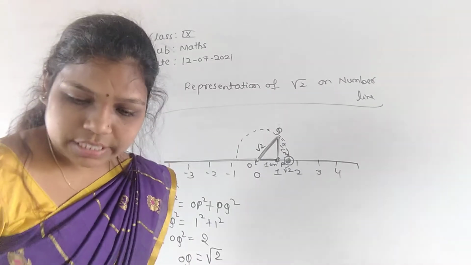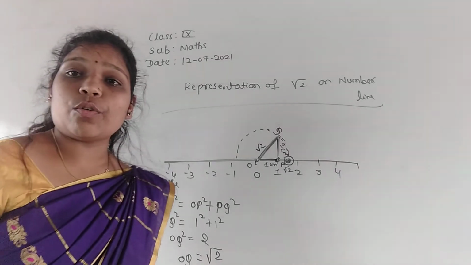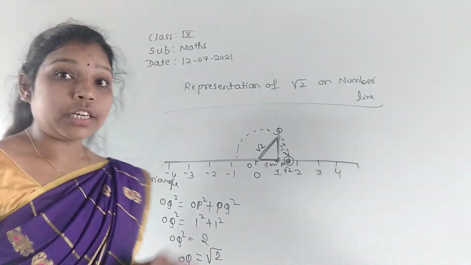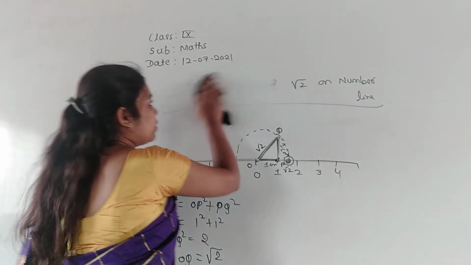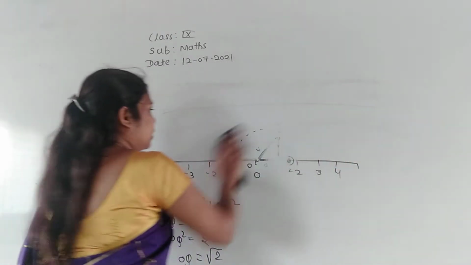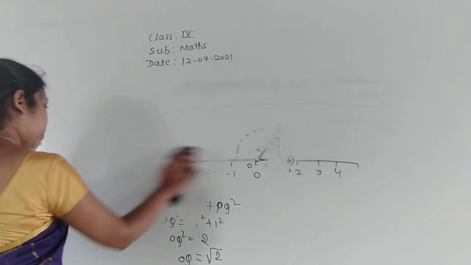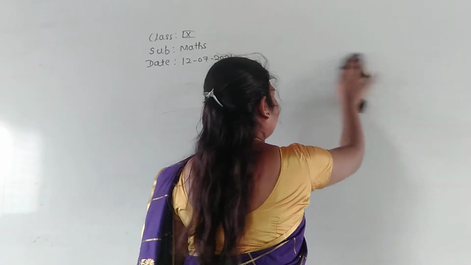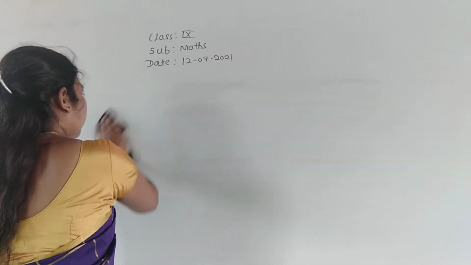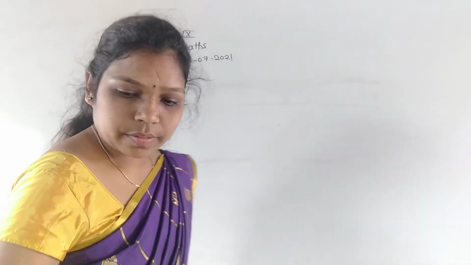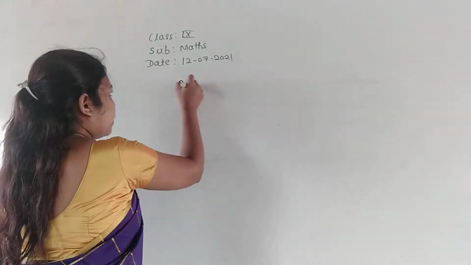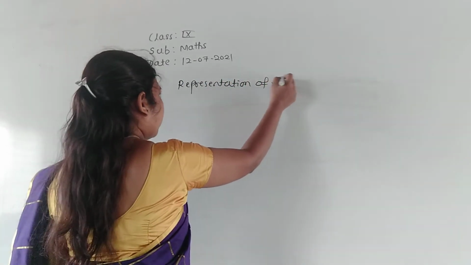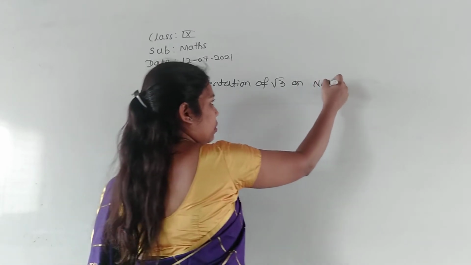So now next we'll see the representation of root 3 on a number line. Okay, we'll see the root 3 now. How to represent the root 3 on a number line. We'll see. Representation of root 3 on a number line.